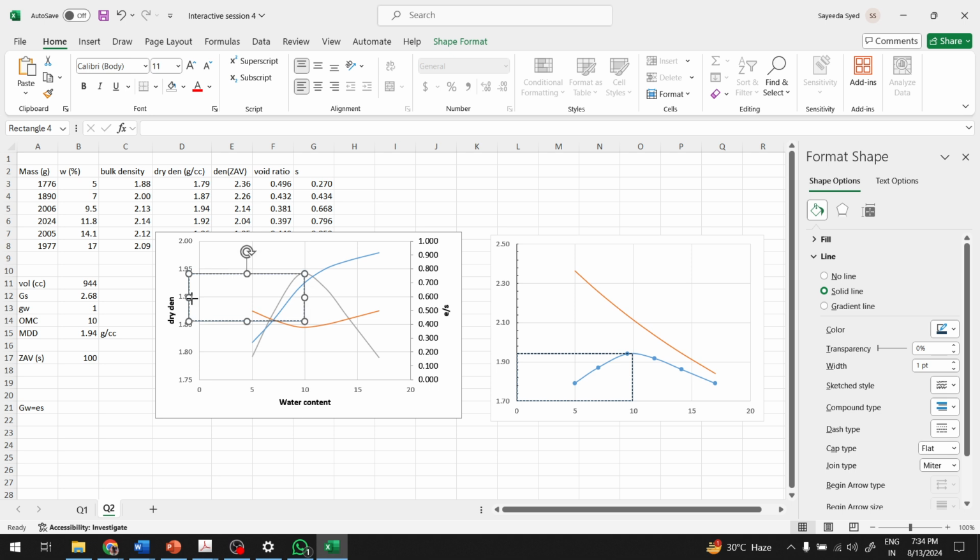here. The degree of saturation will be 70%, and the void ratio will be almost, this is 0.39.